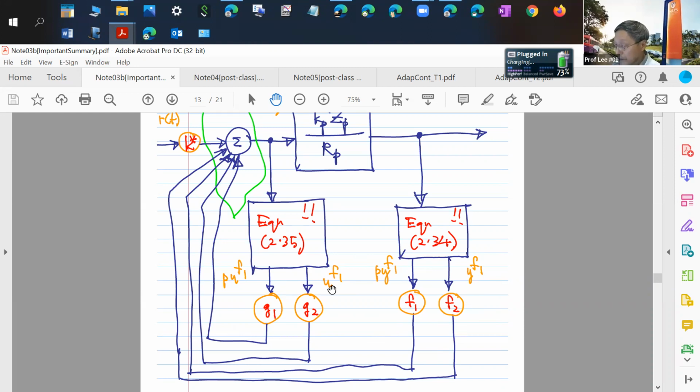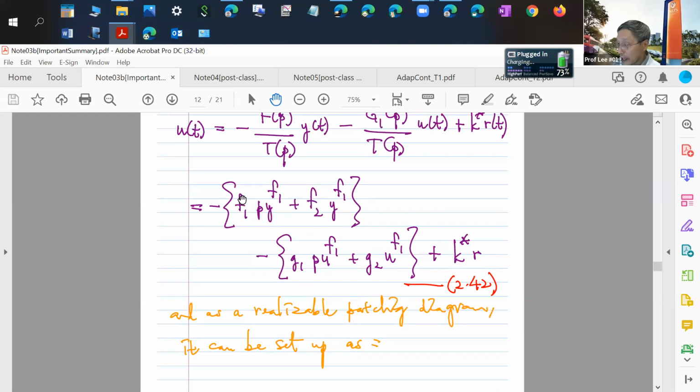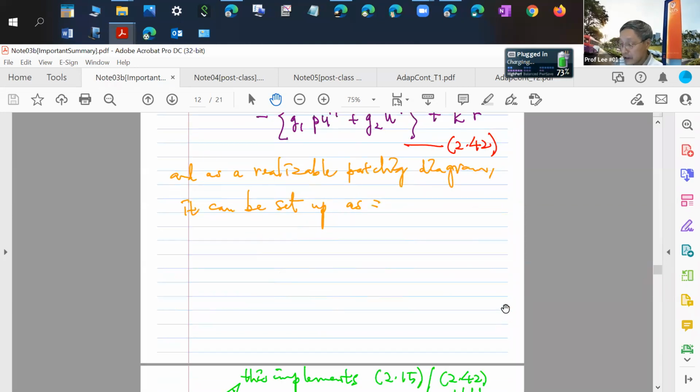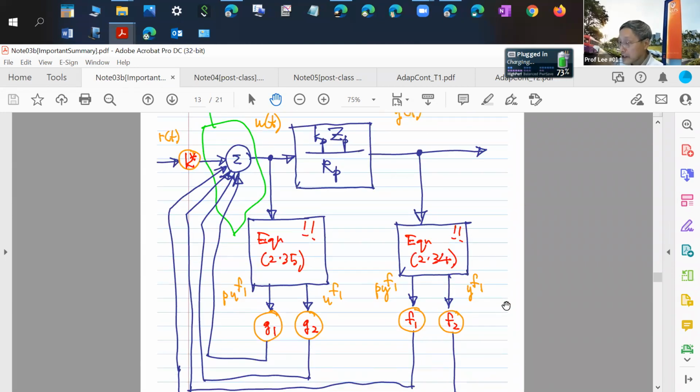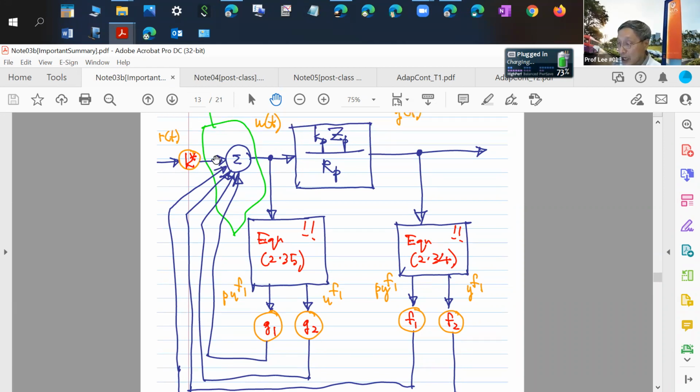So here, out of your perfect control law, you see from above, it says that to set up your perfect control law, you take F1 multiplied by this first signal, you take F2 multiplied by this second signal. You take G1 multiplied by this first signal, you take G2 multiplied by this second signal, and you add this K star times R. So let's see. We exactly do that. We take the first signal multiplied by F1, second signal multiplied by F2. First signal multiplied by G1, second signal multiplied by G2. We put it in with a minus sign, of course. Then K star times R, exactly.